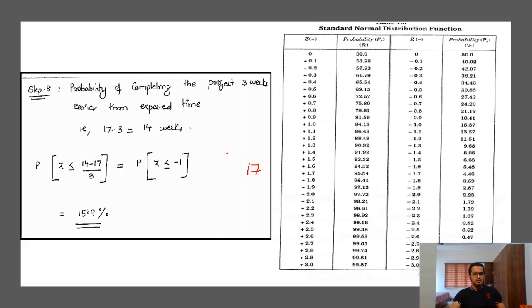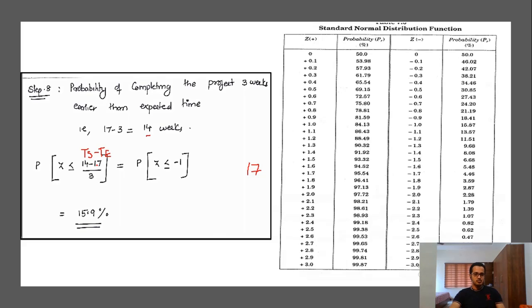So we need to check with the 14 weeks, 3 weeks earlier than, so we have been asked to find the probability of completing the project in 14 weeks. So that is what we need to calculate, right? So P of Z less than or equal to, here TS minus TE.